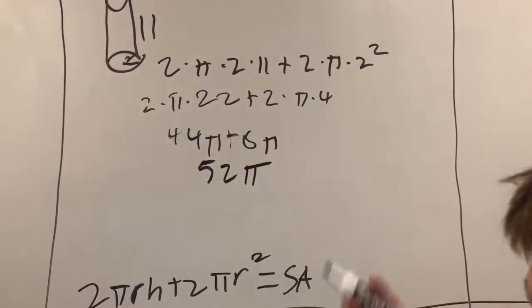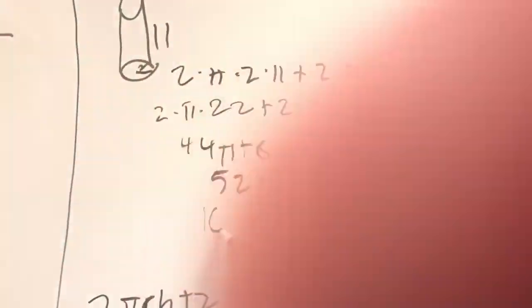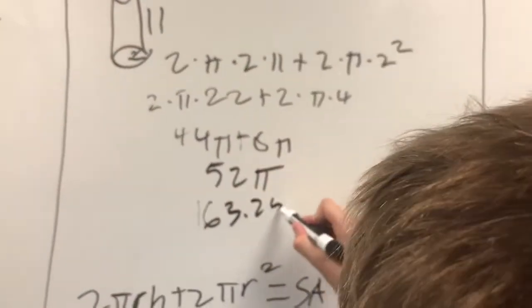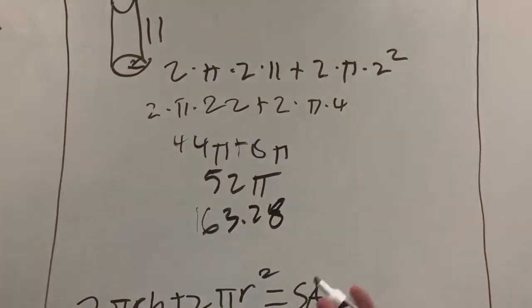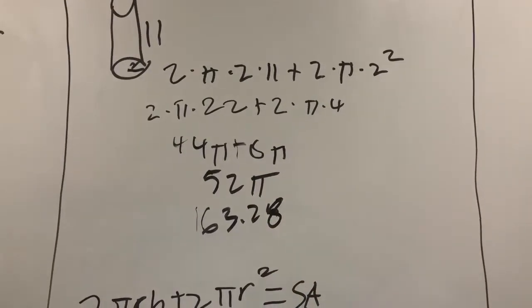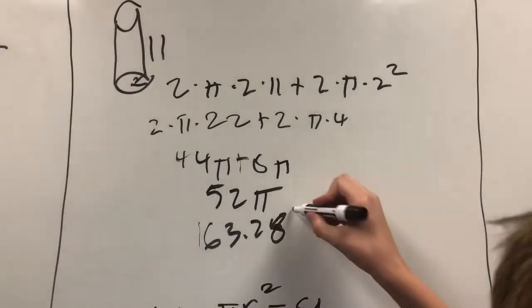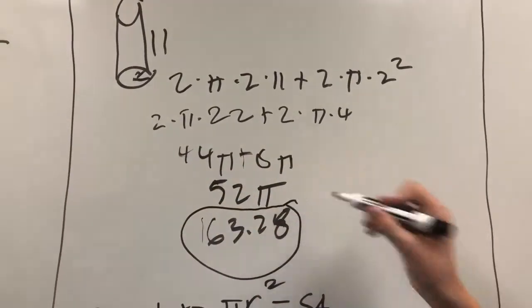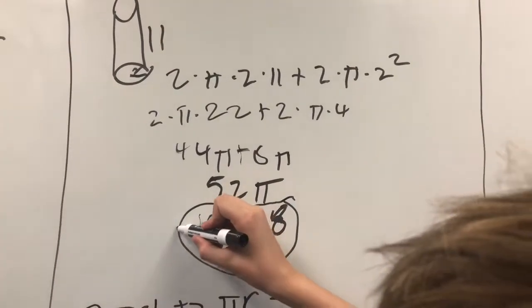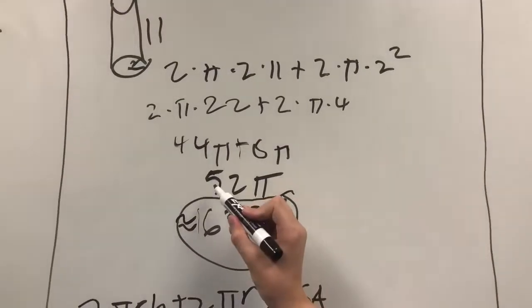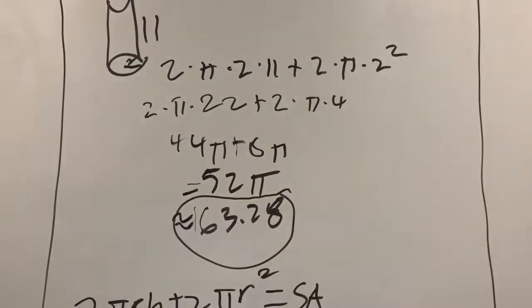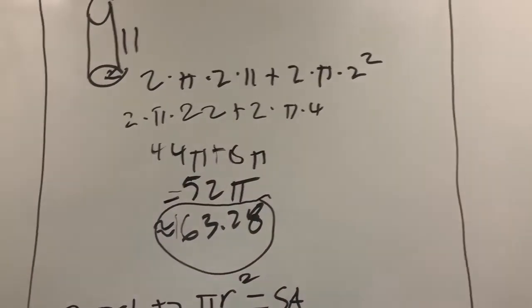So you should either get 52 pi or 163.28, depending on whether you chose to multiply 52 by pi or not. Just remember that 163.28 is an estimate, while 52 pi is an exact answer. Let's try another practice problem.